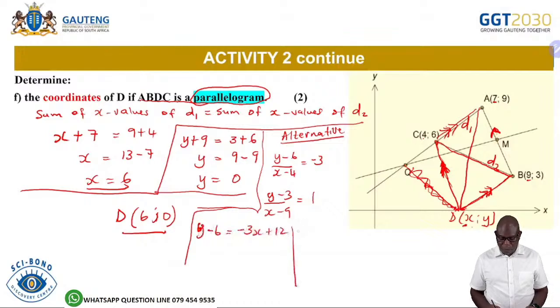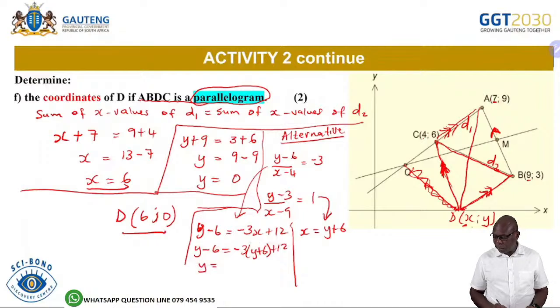The other equation that I'm going to get will be x equals y plus 6. So in this equation, that one will be this one and that one will be that. So I can just substitute there, negative 3 into y plus 6, plus 12. Then my y value, if I work this out, will be 0. Then if I substitute 0 there, my x value will be 6. So the coordinates of D will still be 6 and 0.